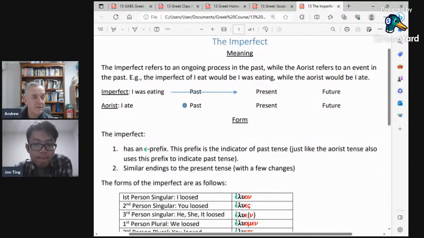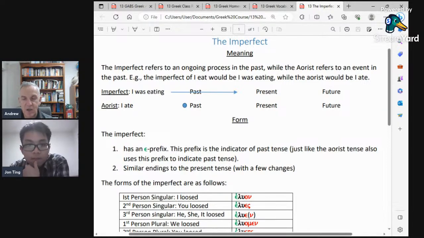Here is the imperfect tense, and like the aorist, the imperfect is a past tense, but the imperfect refers to an ongoing process in the past or a continuous, repeated process in the past, while the aorist refers to an event in the past. For example, the imperfect of I eat in the present tense would be I was eating, while the aorist would be I ate. Now, that's a very simplistic way of thinking about it, but it's a useful starting point for distinguishing between the two types of past tense.